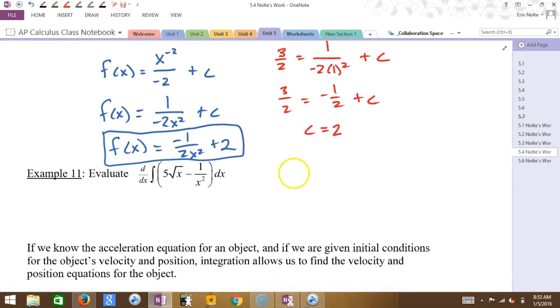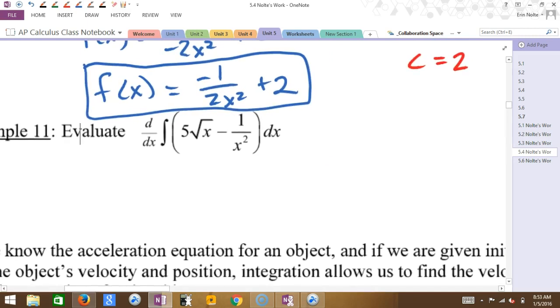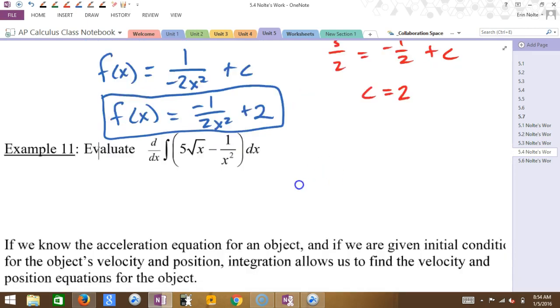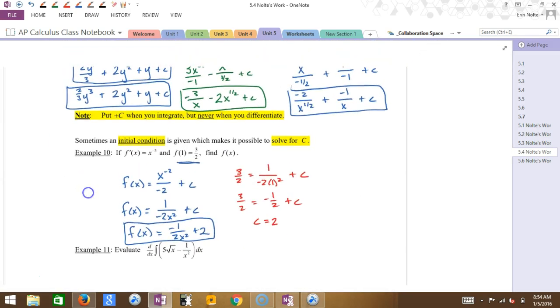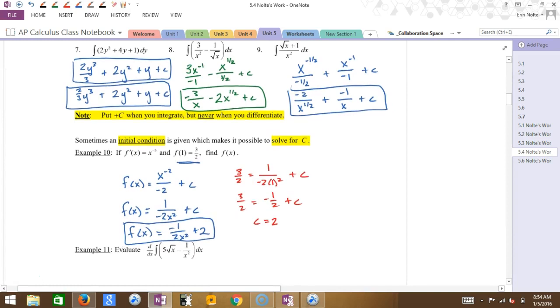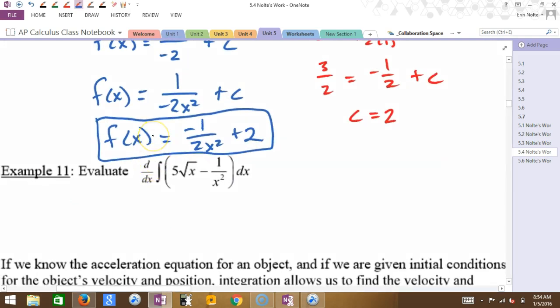Okay, here's an interesting question. This one says d/dx of the integral of that piece, dx. If you look at question 11 and compare it to those ones up above, question 7, 8, and 9, what is different about that question? Yeah, there's a derivative thing, the d/dx, that's in the front. That's exactly what that means. You guys should realize that this notation means to derive.